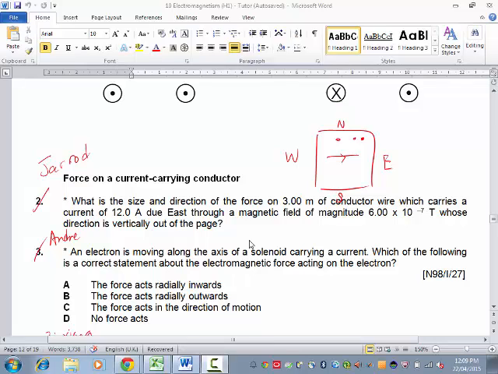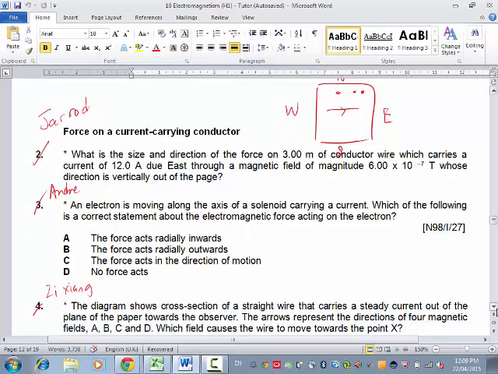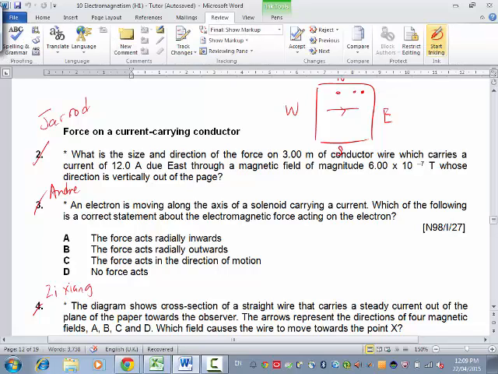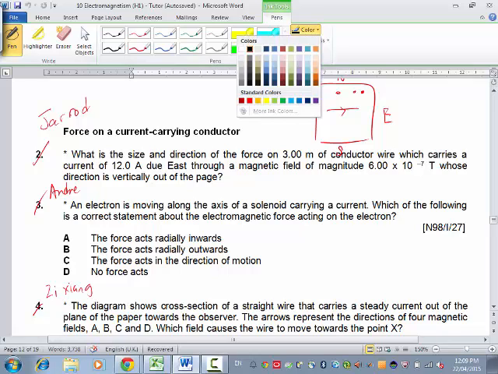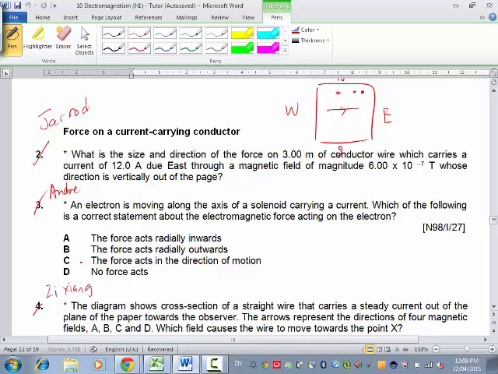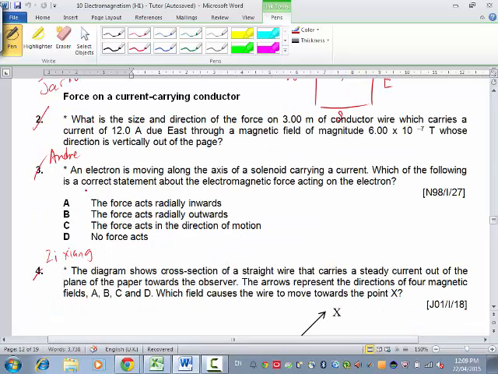Question 3. For question 3, right? Andre, yes, he has already answered. The answer is D. Why? The reason is D because the motion.